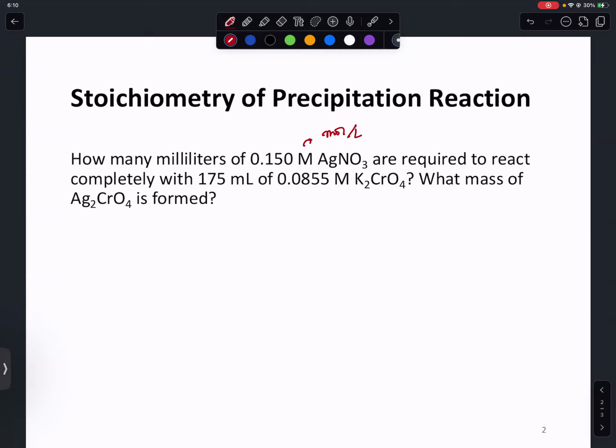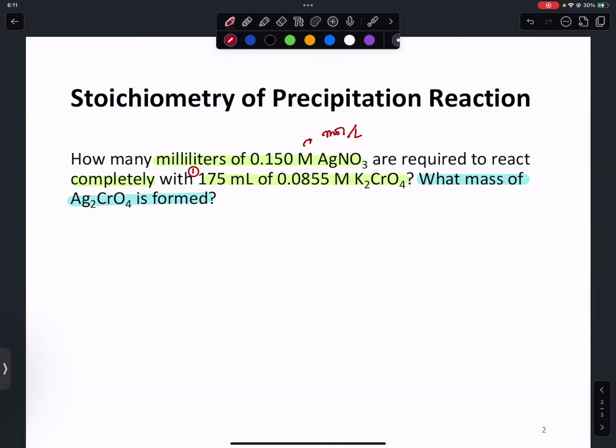So let's start with the first example and look at what it asks. In this example, it says how many milliliters of 0.150 molar silver nitrate are required to completely react with 175 milliliters of 0.0855 molar potassium chromate. So this is part one of the question. And then part two asks, what mass of silver chromate is formed?